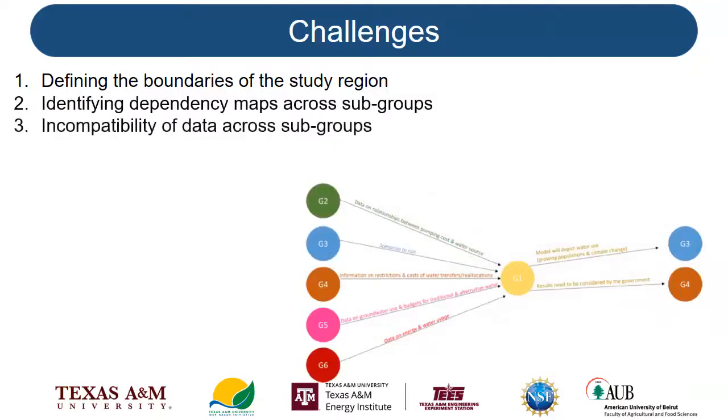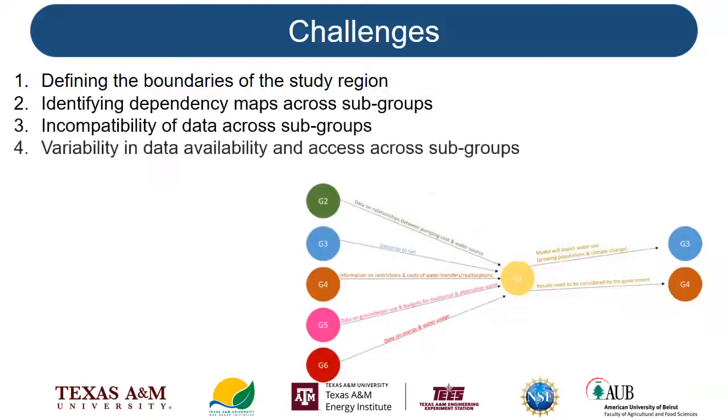The other very clear challenge is the incompatibility of data across subgroups. We identified that the resolution of the data, the scale of the data, the variability in the data, and the availability of the data were challenges that were really critical. So we ended up creating a data hub that allows us to share all of this data among each other.